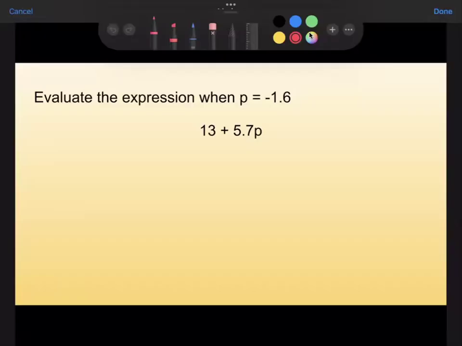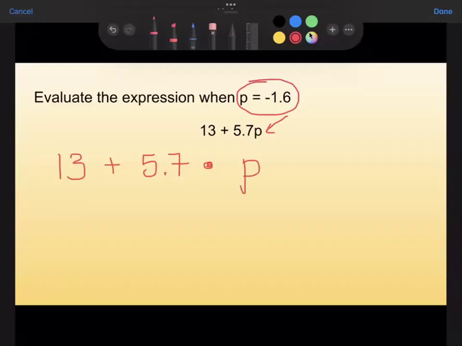So we're going to take the given value of p, where it says p is equal to negative 1.6, and substitute that into the expression where we see the p. I'm going to rewrite what we have so far. The expression says 13 plus 5.7p, which means 5.7 times p. So I'm going to put times here and then the p right here.